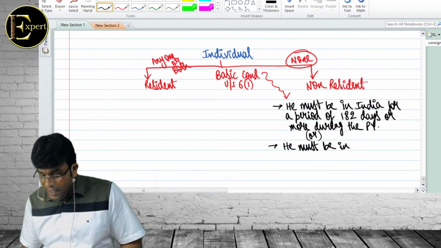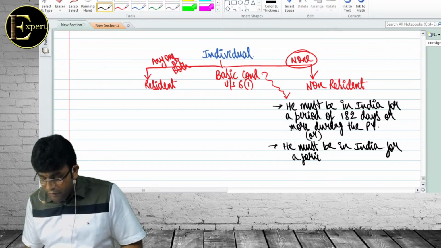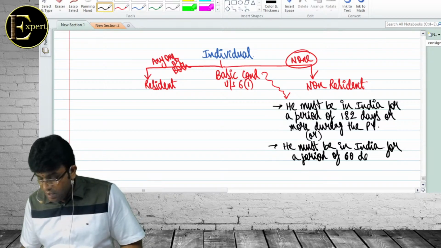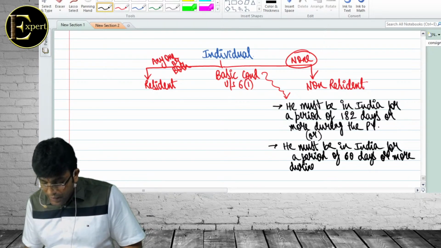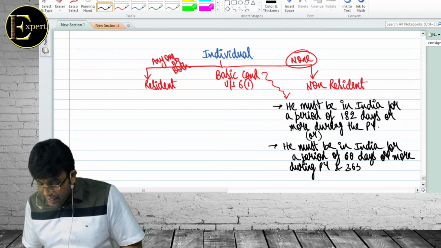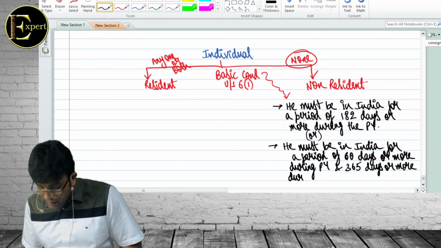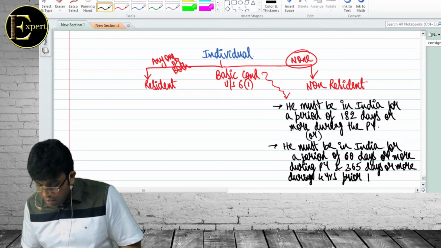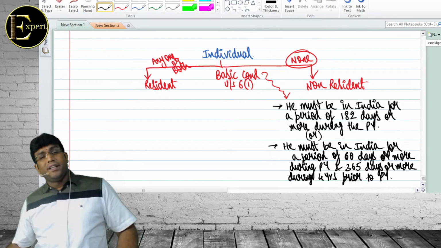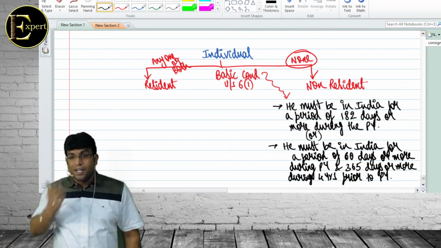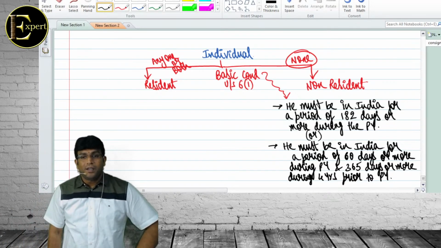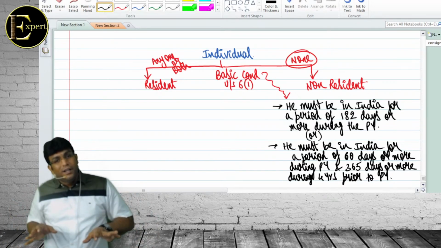Or he must be in India for a period of कितना बेटा? 60 days or more during the previous year and 365 days or more during 4 years prior to previous year or preceding the previous year. Chalo beta, how many basic conditions are there? 2. How many should be satisfied to become a resident? Any one. Both satisfied? Resident.